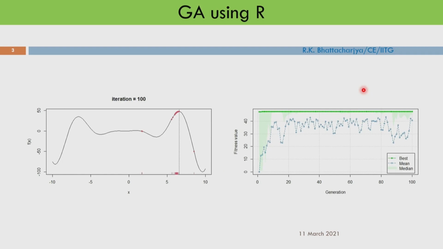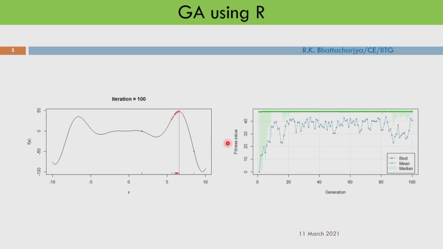This is the first problem we solve using genetic algorithm, and this is the solution when we apply it. You can see the population at 100 iterations, as we have given a maximum iteration of 100 here, and at 100 iterations all the solutions are near the global maxima.